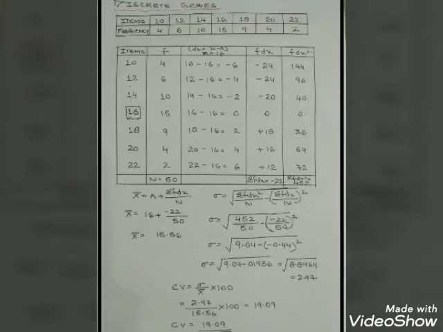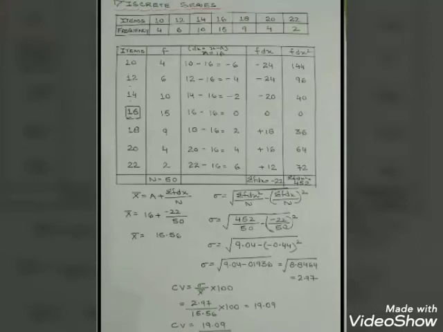Now to find out the deviation, we have to assume one number from the value of x, that is items, and again it is up to you which number you want to assume. I have assumed 16. So now let's subtract the assumed number from x. So 10 minus 16 comes to minus 6, 12 minus 16 is minus 4, 14 minus 16 is minus 2, 16 minus 16 is 0, 18 minus 16 comes to 2, 20 minus 16 is 4, and 22 minus 16 is 6. Now we'll find out fd.